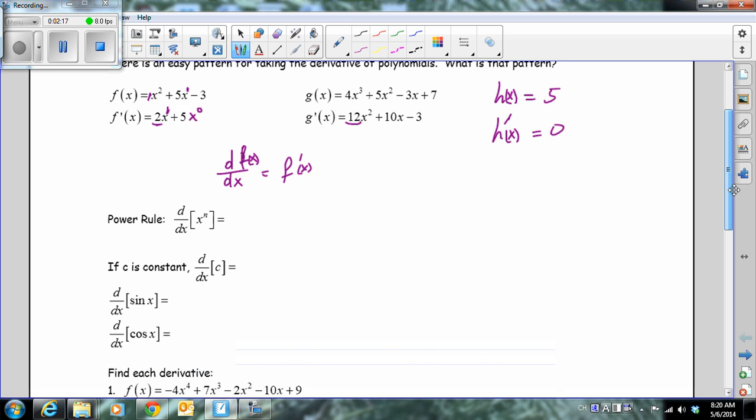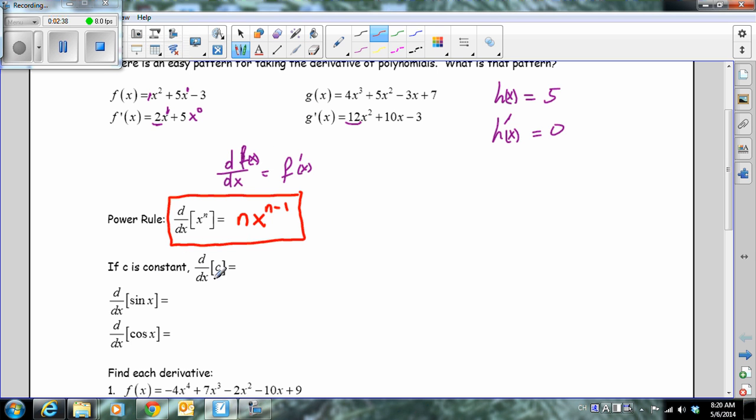What exactly is the power rule? The power rule says the derivative of x to the power of n with respect to x is actually n times x to the power of n minus 1. This is a must know. If you know this, it makes your life easier.